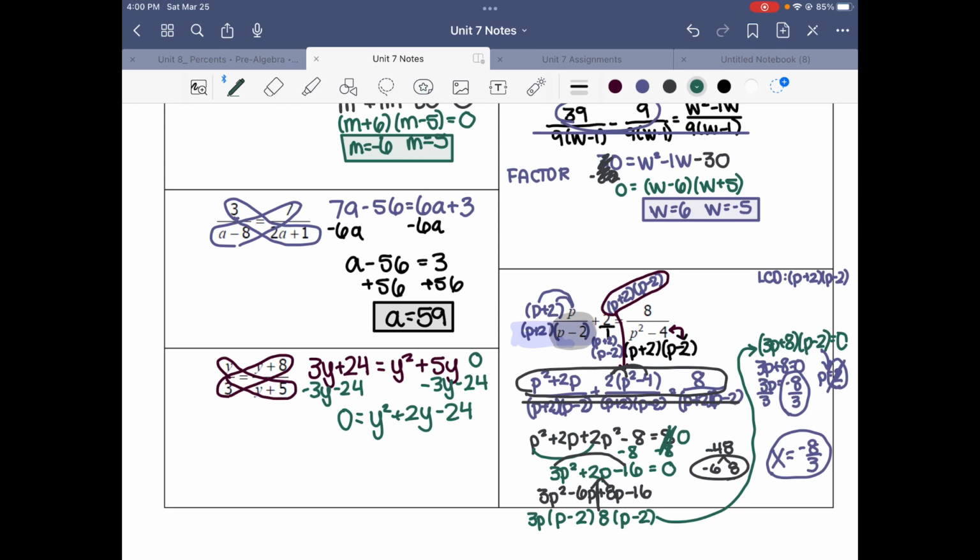And then I'm looking for two numbers that multiply to negative 24 and add to 2, which is positive 6, negative 4. So my answers are y equals negative 6 and 4. Y plus 5 was my only denominator. So negative 5 is the only answer that I couldn't have. And I didn't get that answer, so both of them are fine.